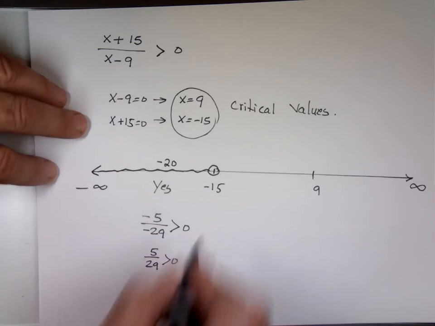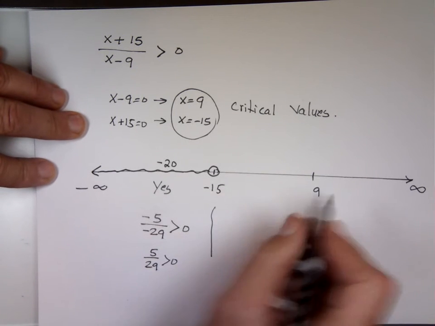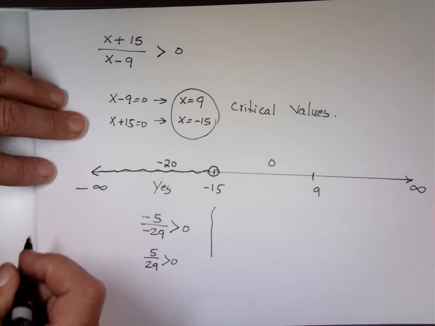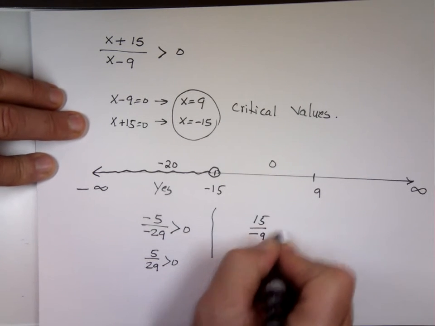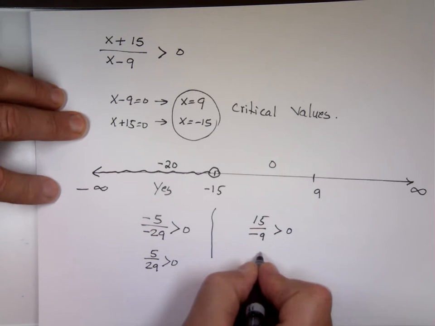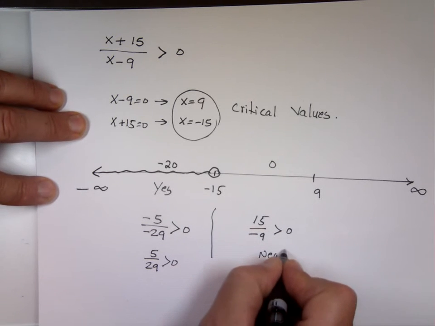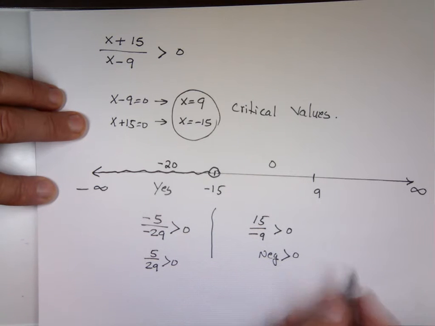So let's take a number between negative 15 and 9. 0. 0 is perfect. 15 over negative 9. Is that bigger than 0? No. That's a negative number. Any negative number is not greater than 0. No.